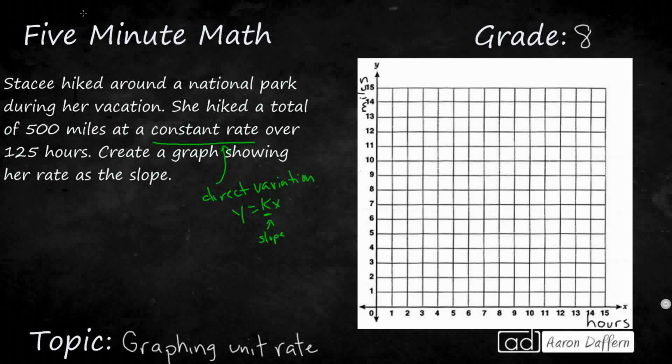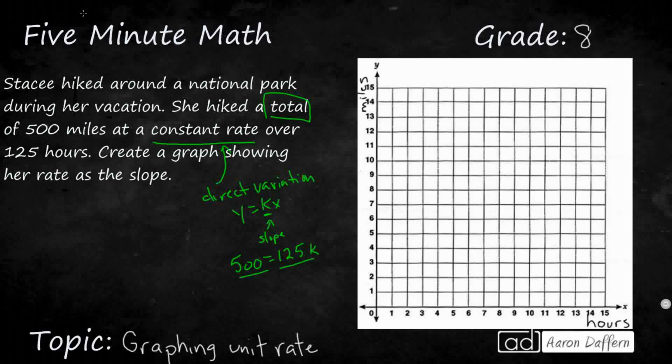If we were dealing with our slope-intercept form, it would be y equals mx plus b, but we don't have any type of y-intercept other than through the origin here. So what do we know? Hike total of 500 miles, a total of, that lets us know that's going to be our dependent variable. So that's 500 equals, and then our independent variable, or x, is going to be 125, multiplied by k.